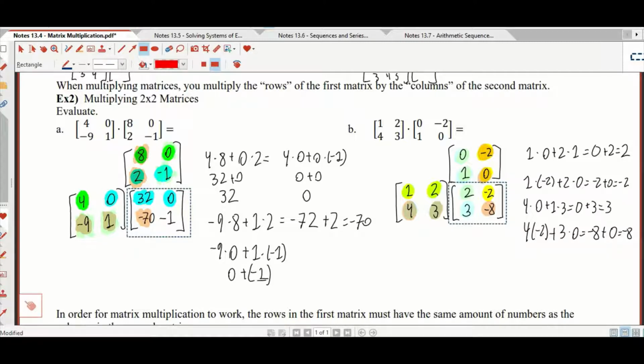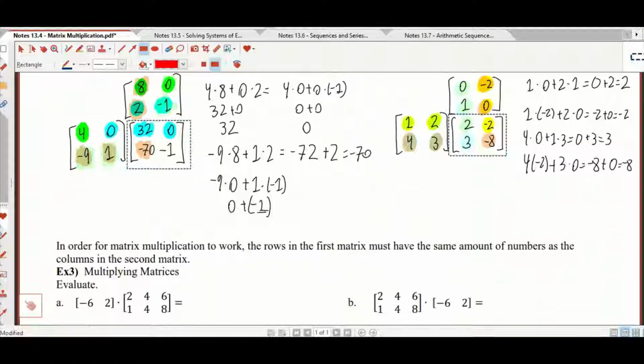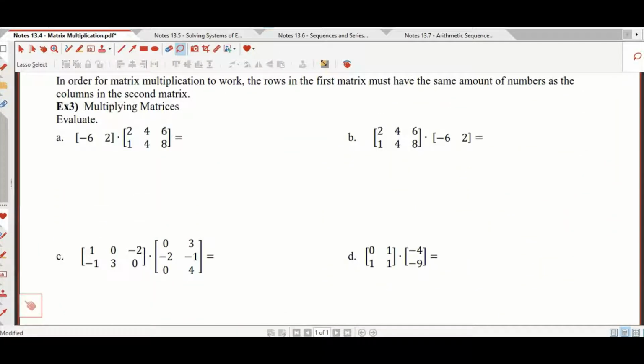Now, they don't have to be matching, and in fact, some matching matrices can't be multiplied together. So in order for matrix multiplication to work, the rows in the first matrix must have the same amount of numbers as the columns in the second matrix. That is, this row has two entries, and these columns have 2 entries. So multiplying these will be just fine. Here's how we do it.